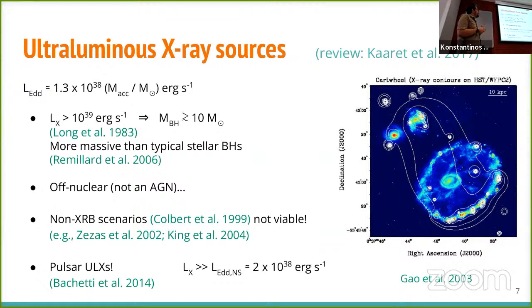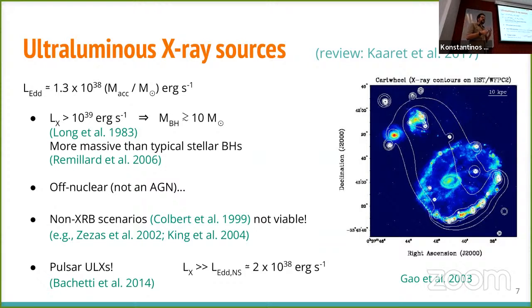So in order to have 10^39 erg per second luminosity, you would need black holes larger than 10 times the solar mass. Now, this is interesting because all previous estimates, all previous studies of black hole masses in stellar populations show that this is roughly the limit. Most of the black holes in X-ray binaries that we observe are up to 10 or 15 solar masses. So this is very interesting.